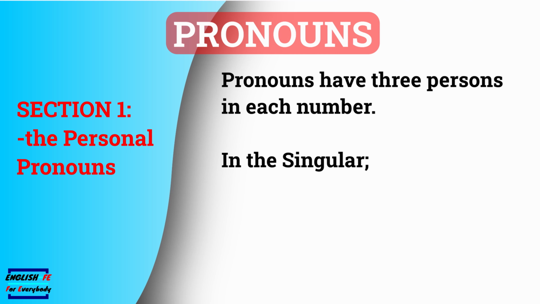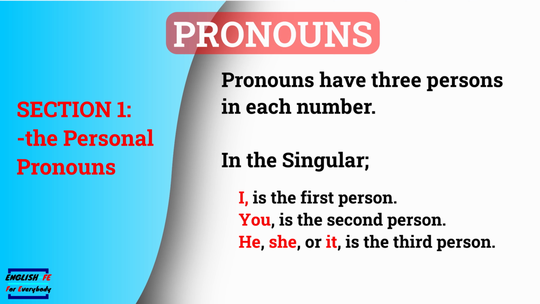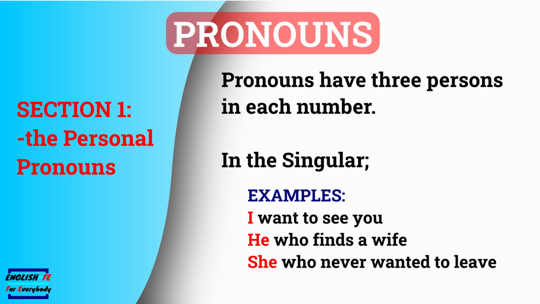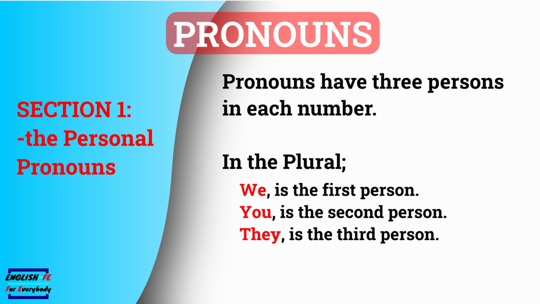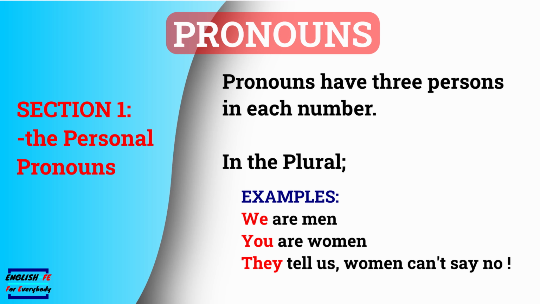Pronouns have 3 persons in each number. In the singular, I is the first person, you is the second person, he, she, or it is the third person. In the plural, we is the first person, you is the second person, they is the third person.